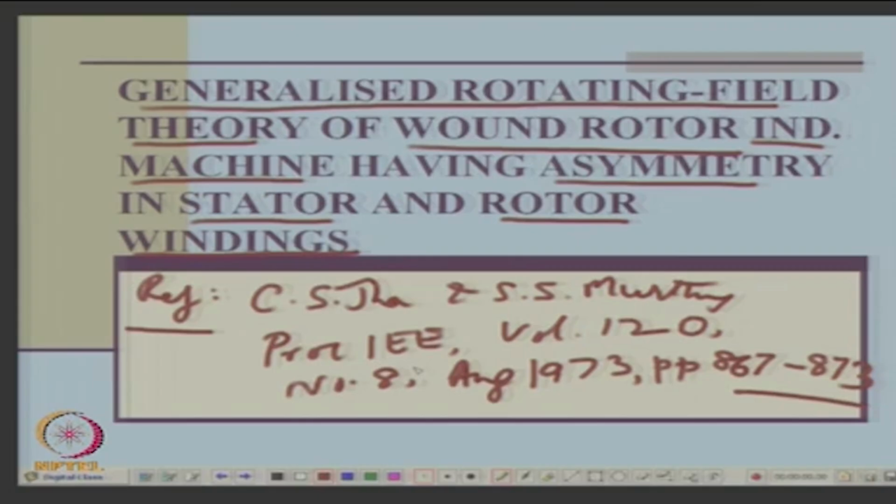Of course, this has appeared in many books also. In fact, this paper has been referred to in a recent book by M.G. Say, which appeared in the last few years. This is perhaps the only paper which deals comprehensively with asymmetry in stator and rotor. So, I will try to take you through a tough path now.